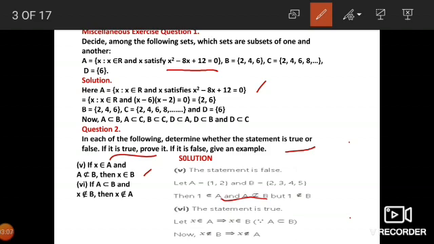Now, if A is a subset of B and x does not belong to B, then x is not in A. This is true. So let x belong to A. See, to prove A subset of B, you have to take x belongs to A and prove x belongs to B. X belongs to A implies x belongs to B. Since given A is a subset of B, you can say that x does not belong to B means it does not belong to A also.